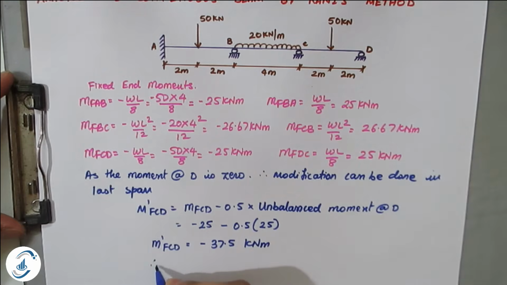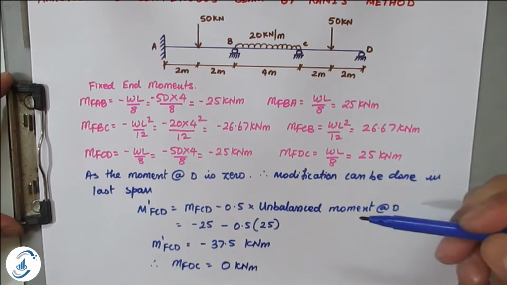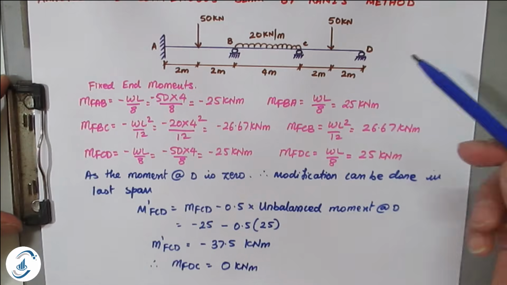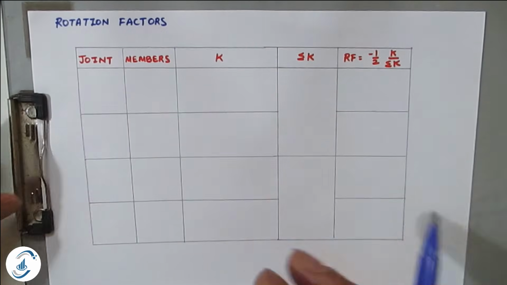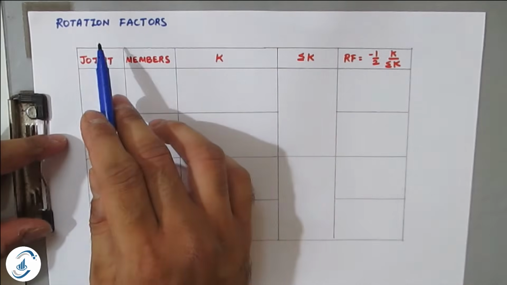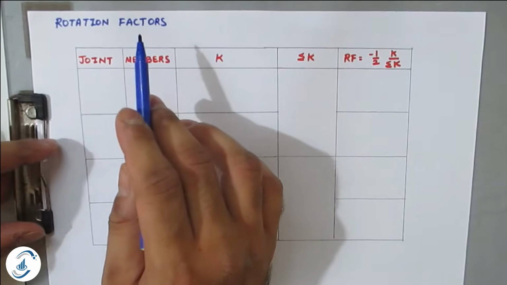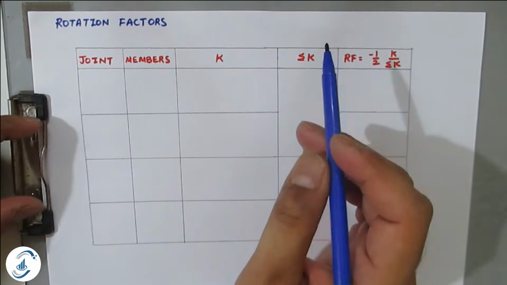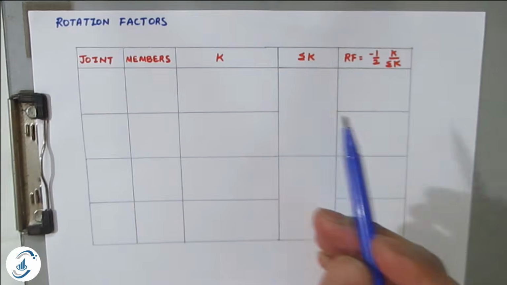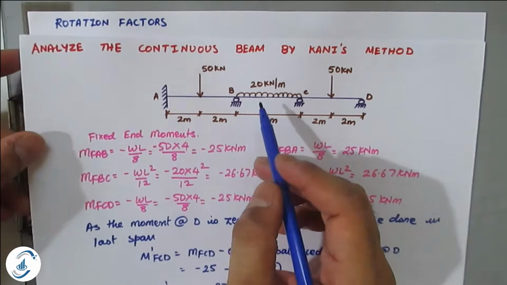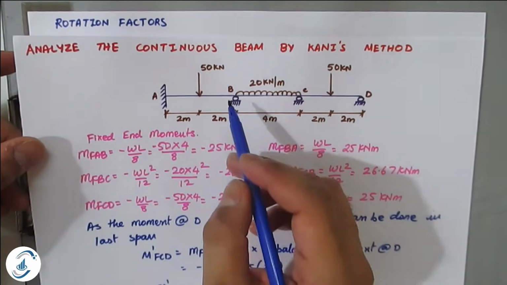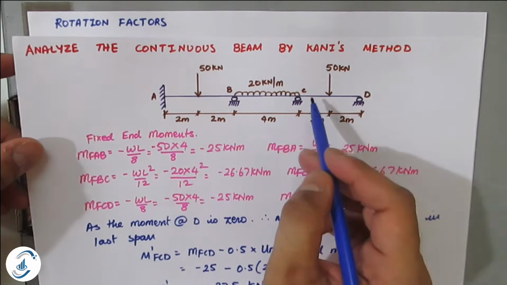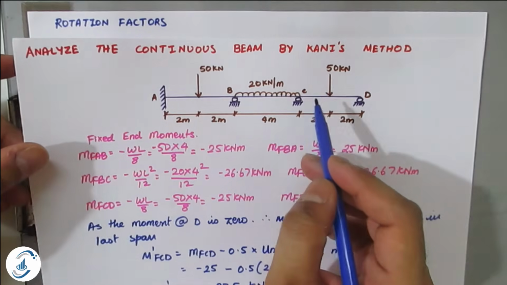So therefore now MFDC will be 0 kilonewton meter. So this way you have to modify the last span. Now the next part is to find out the rotation factors. As we have made the moment at D as 0, there will be only two joints, B and C, and the members from B are BA and BC, and the members from C are CB and CD.